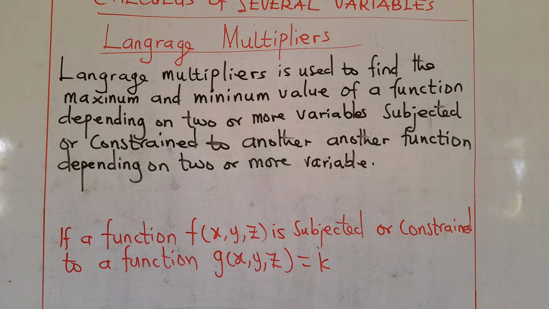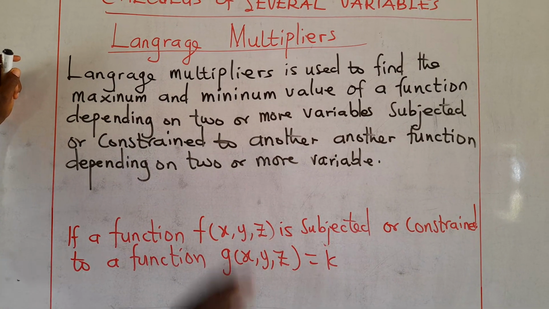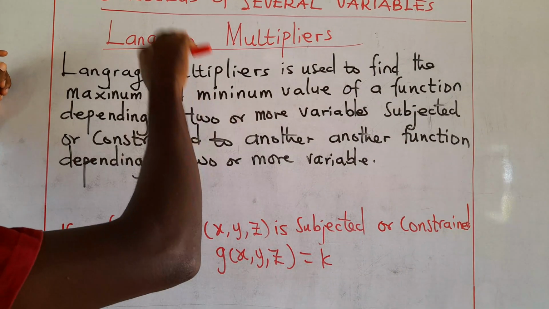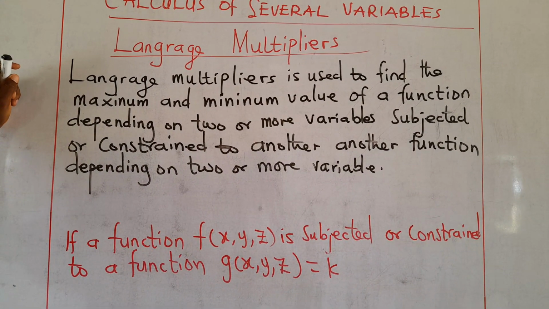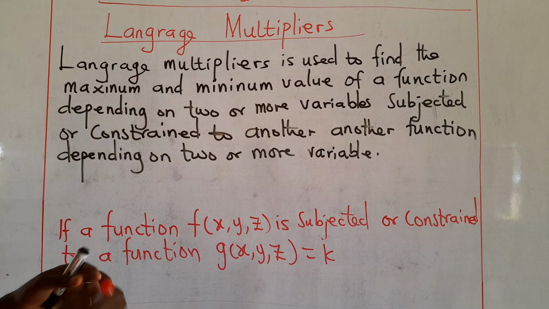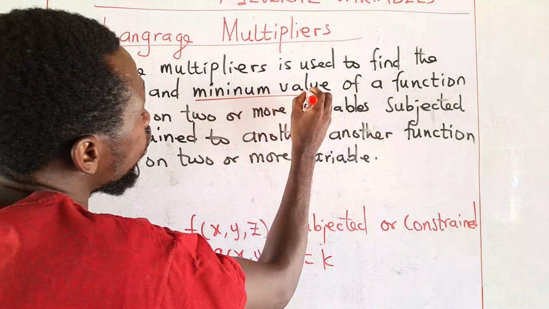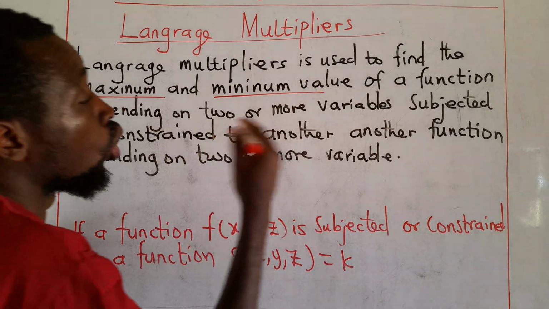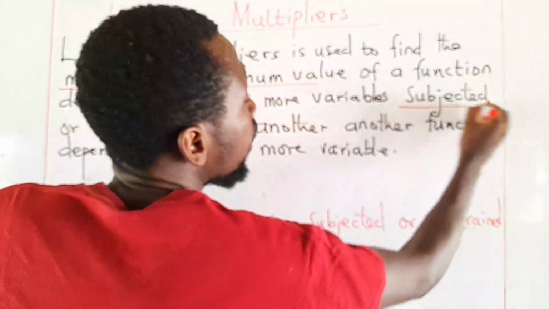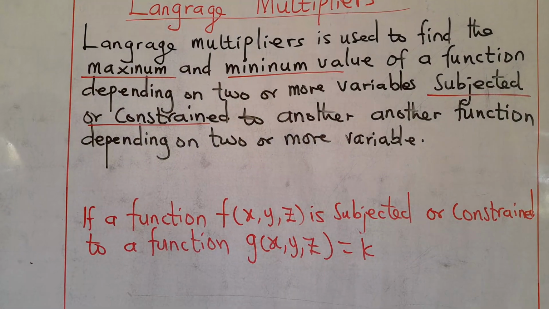So as I said earlier on, Lagrange multipliers is used to find the maximum and the minimum value of a function depending on two or more variables subjected or constrained to another function depending on two or more variables.